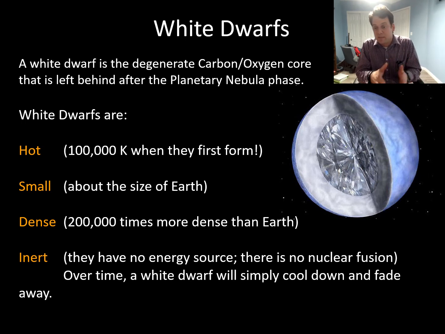It'll eventually stop being white, it'll become kind of yellowish, then reddish, and then eventually will be emitting in the infrared and will vanish from sight. So it's kind of a quiet end to a life cycle, but that's how 97% of stars in the universe, these low mass stars, will end up.